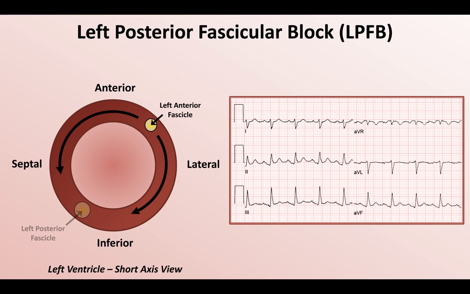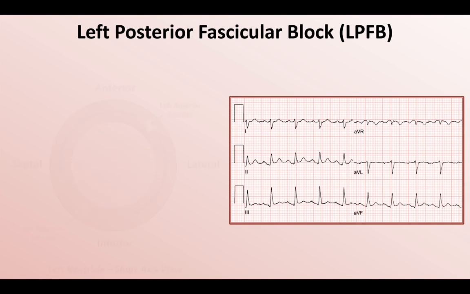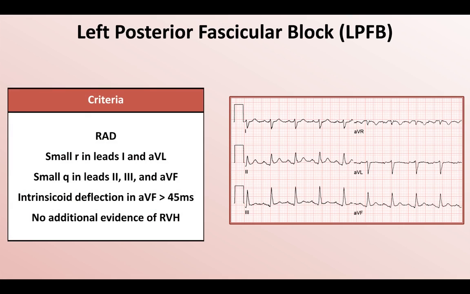Specific diagnostic criteria are largely the converse of those for left anterior fascicular block. There should be right axis deviation, small R wave in leads 1 and AVL, small Q in 2, 3, and AVF, and intrinsicoid deflection in AVF greater than 45 milliseconds. Because all of these findings can also be caused by RVH, there should be no additional evidence of this diagnosis, including a tall R wave in V1 or right atrial enlargement.